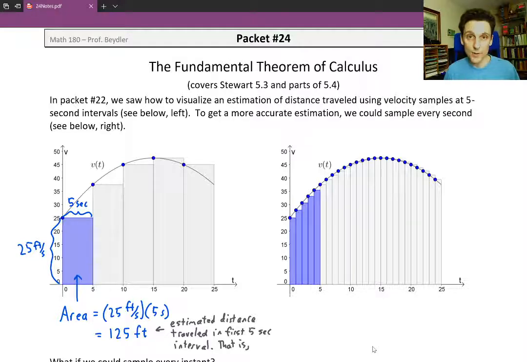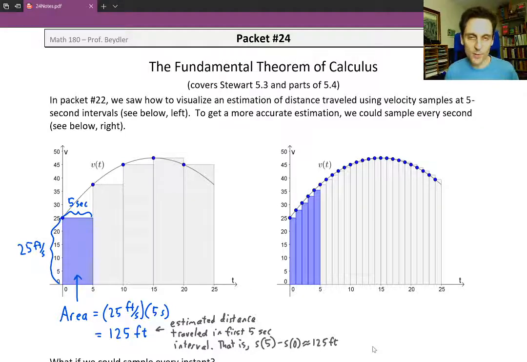Now, if you think about distance traveled, you can think about that as being a change in position. It's going to be your final position minus your starting position. So another way to write this would be, if you had a position function s of t, you could write that s of 5 minus s of 0 is approximately equal to 125. Right? The ending position at t equals 5 minus the starting position at t equals 0 would give you the total distance traveled, 125 feet. At least that's the estimated distance traveled.